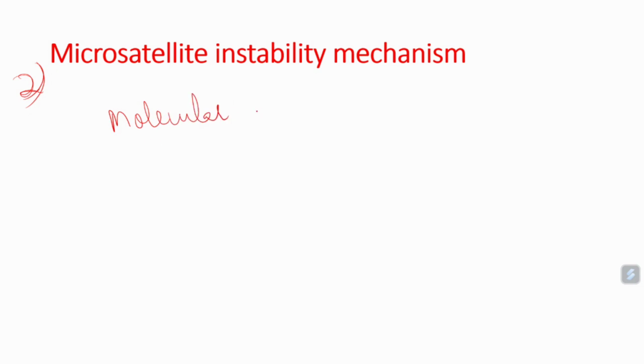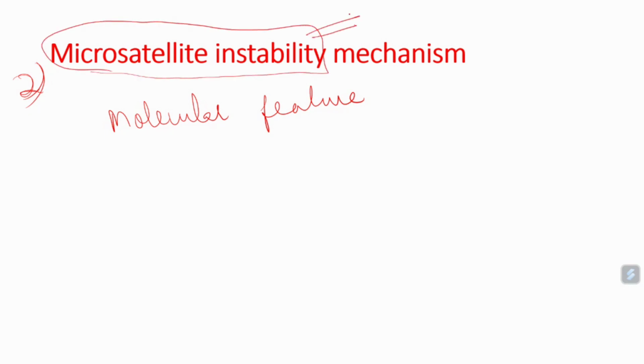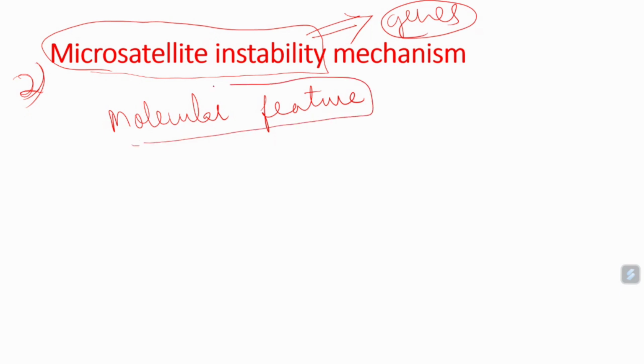Microsatellite instability is a molecular feature. It is genetic material, and microsatellite instabilities are seen in genes. So they are molecular features, characteristic of colorectal cancer. If anybody has these microsatellite instability features, that suggests they are having colorectal cancer.